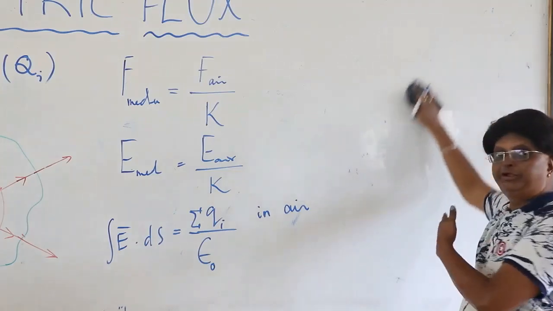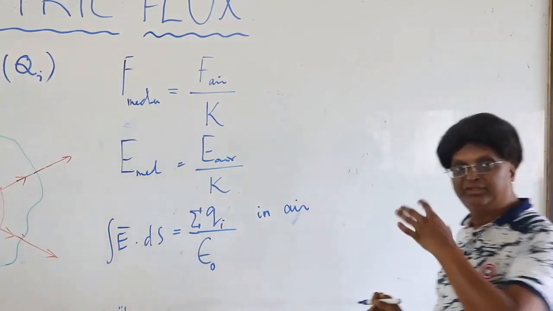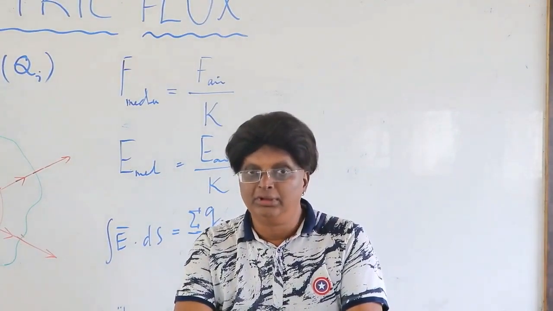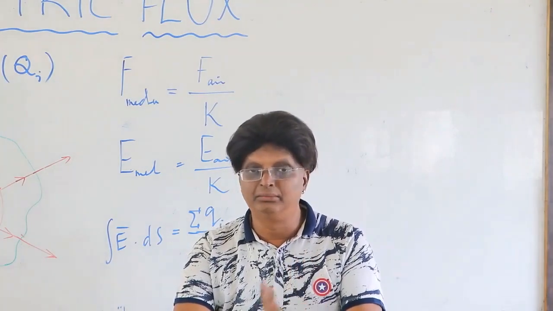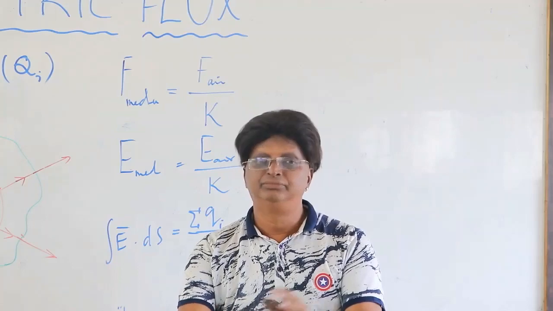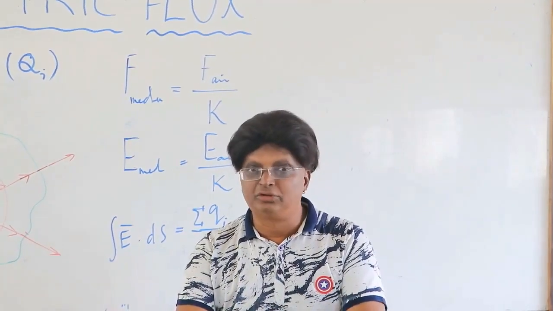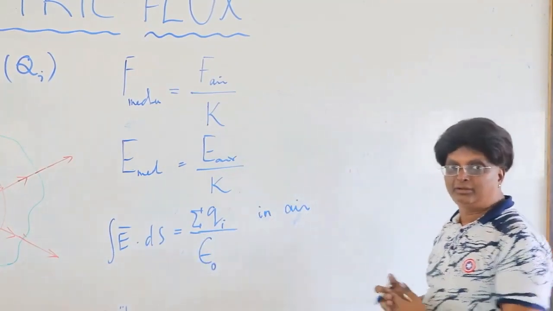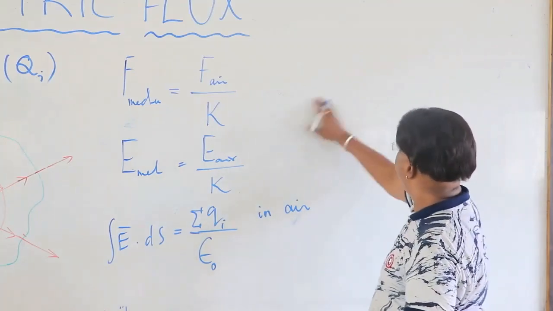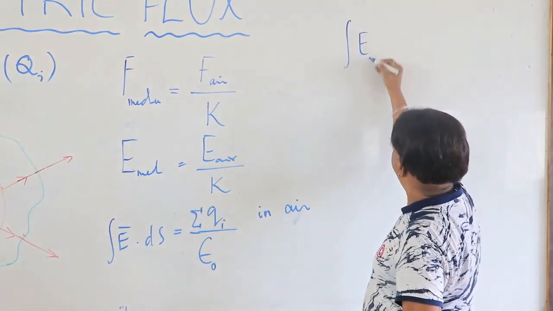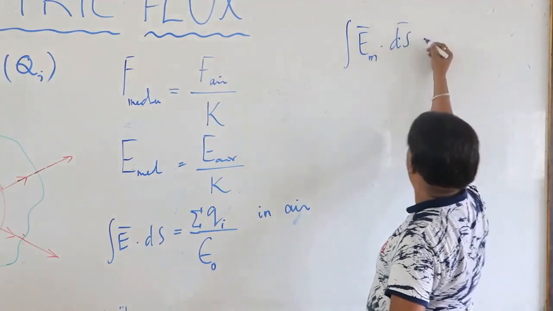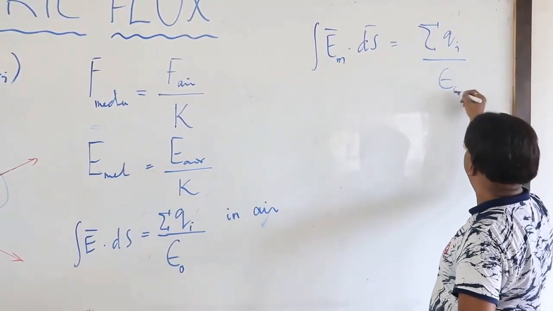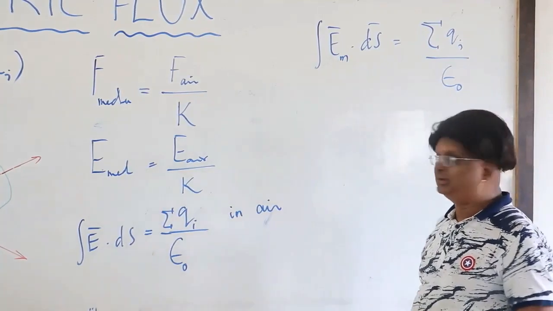Therefore, according to our discussion, it depends upon the charge enclosed, and it depends on the medium also. Only two aspects, charge and medium. Charge means the charge inside, enclosed by the Gaussian surface, of course not depending upon the shape or size, was our result. Now let us write Gauss Law in a medium. If I write integral Em bar dot ds bar is sigma Qi by epsilon naught.